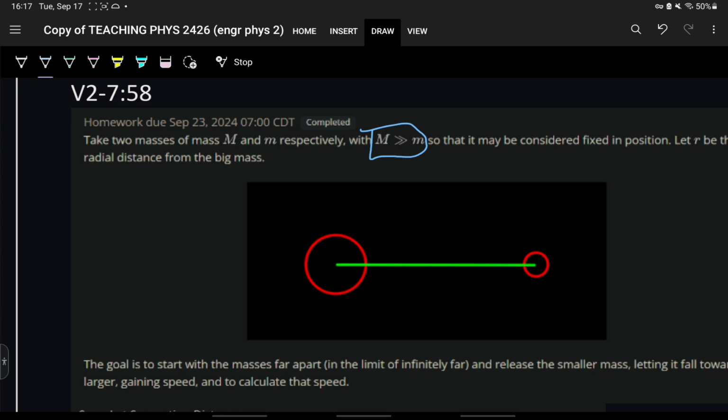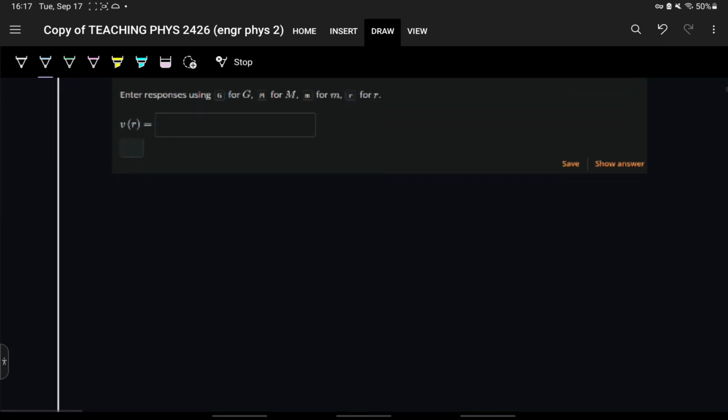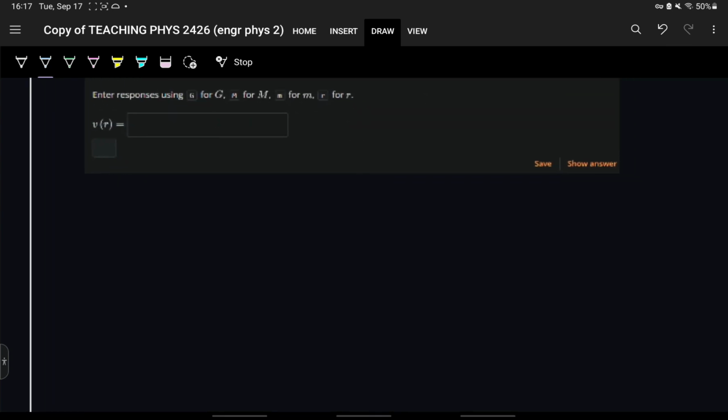And the gravitational potential energy between the two masses, capital M and lowercase m, at a distance r is going to be given by capital U is equal to minus G times capital M times lowercase m all over r, where G is the gravitational constant, capital M is the larger mass, lowercase m is the smaller mass, and r is the separation distance between the two masses. And the negative sign tells us that the gravitational potential energy is lower when the two masses are closer together, and we know that gravitation is an attractive force.